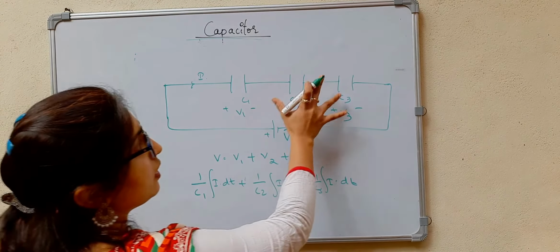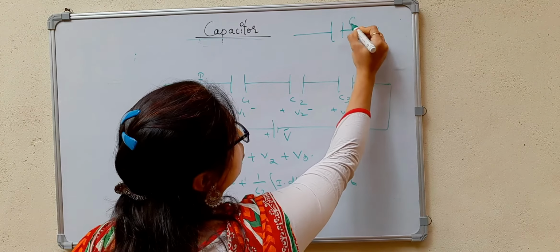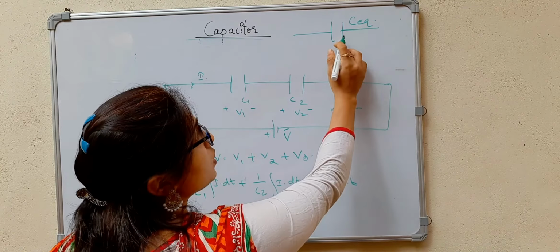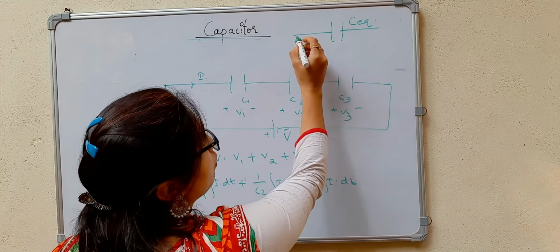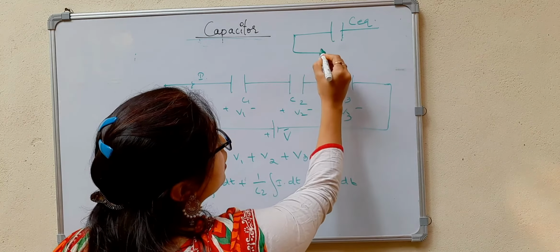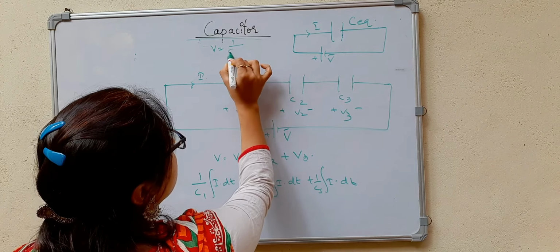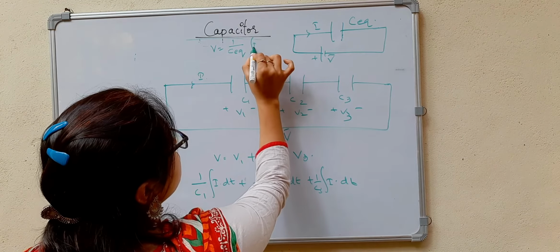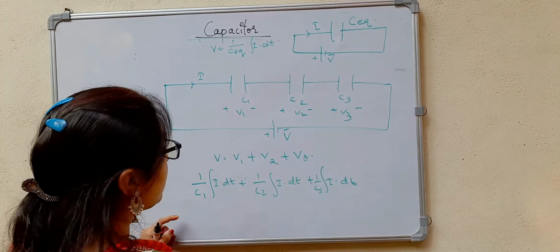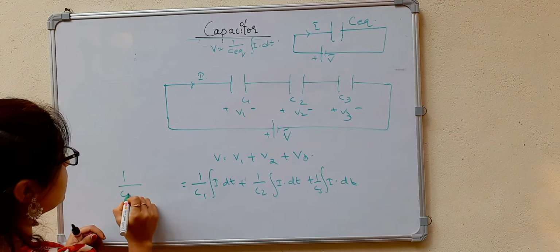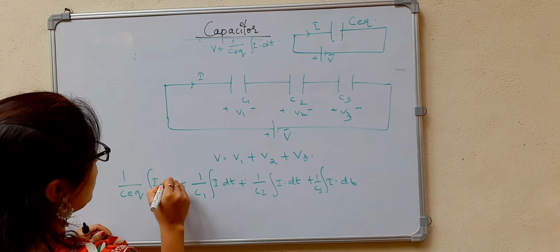If I consider this as C equivalent, we have to find the C equivalent. So I will replace these 3 by C equivalent. Here we have a battery, plus or minus V, and the current I. So here we can write V is equal to 1 by C equivalent integration of I dt.